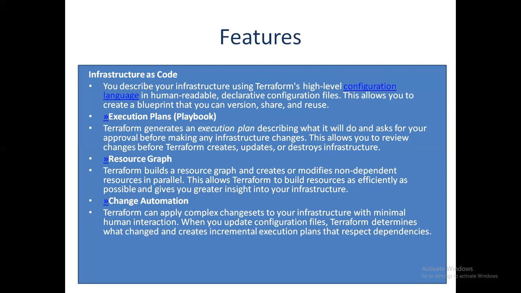Terraform builds a resource graph and creates a module node, with dependent resources created in parallel. This allows Terraform to build resources as efficiently as possible and gives you greater insight into your infrastructure. So if you go to your history, are you getting me? You see everything that Terraform has deployed.